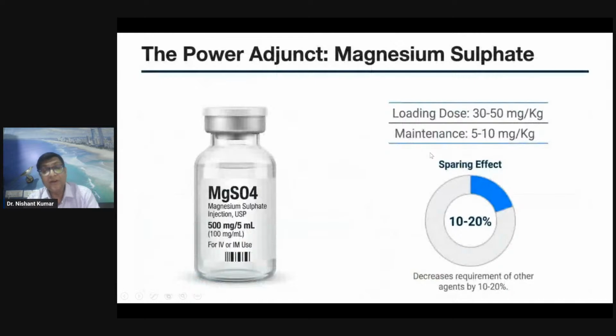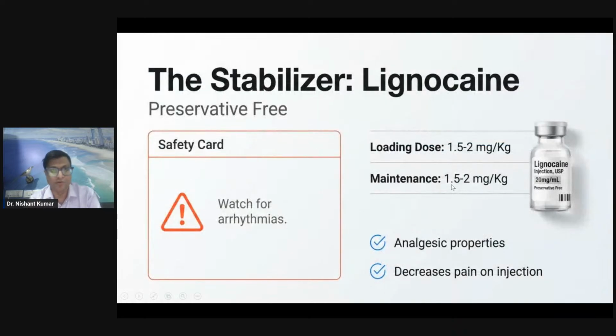So magnesium sulfate, you give a loading dose of 30 to 50 milligram per kg and a maintenance dose of 5 to 10 milligram per kg. If you use that, then your requirement of other drugs goes down by 10 to 20%. And also remember, this dose of magnesium sulfate does not seem to affect your neuromuscular blockade. The neuromuscular blockade is not prolonged, and the magnesium levels in the blood do not rise with this dose.